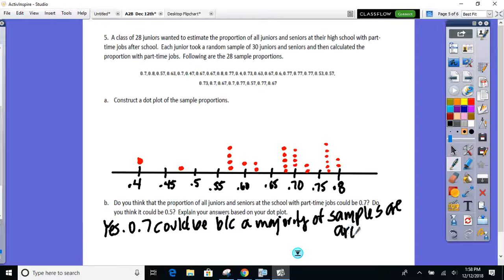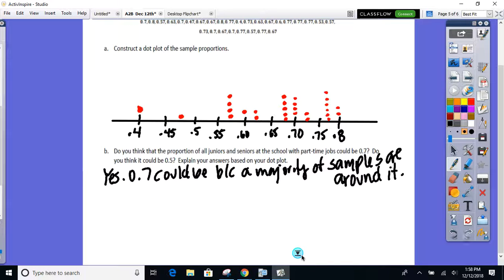What about 0.5? This next question. What about 0.5? Do you think it probably could be 0.5? See the difference? Even though there's nothing at 0.5, that's not why I'm saying no. I'm saying no to 0.5 because I got maybe 1, 2 of them around there. That's not good enough for me. It's got to be a majority of them. So no to 0.5, it could not be, because the majority of the samples are not around it.